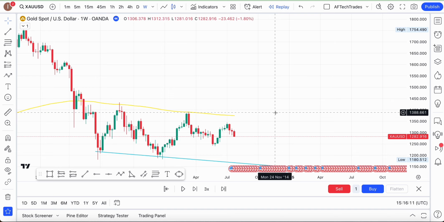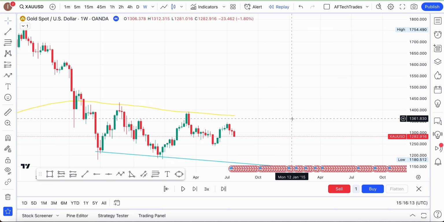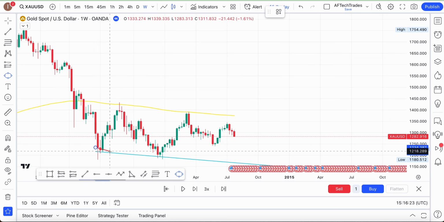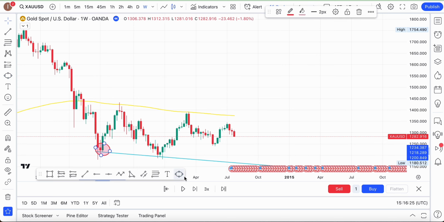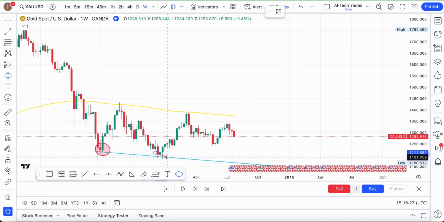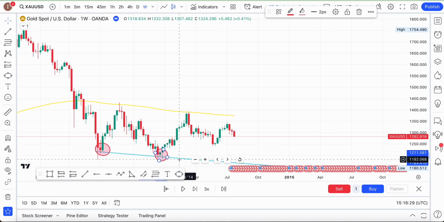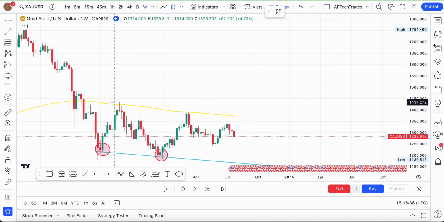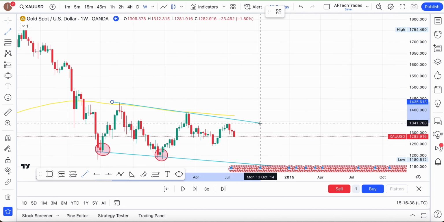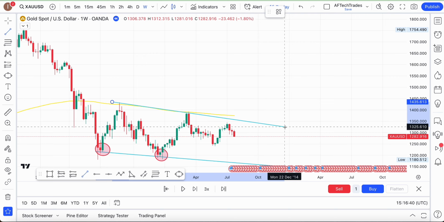So if you pull out your trend line like this, one thing again: for a trend line to be qualified, it has to have two touches. You see, we have one touch here, right? Then we have another touch here. So we have two touches already. What I usually do is, aside from the down trend line, I add another one at the top, like this.